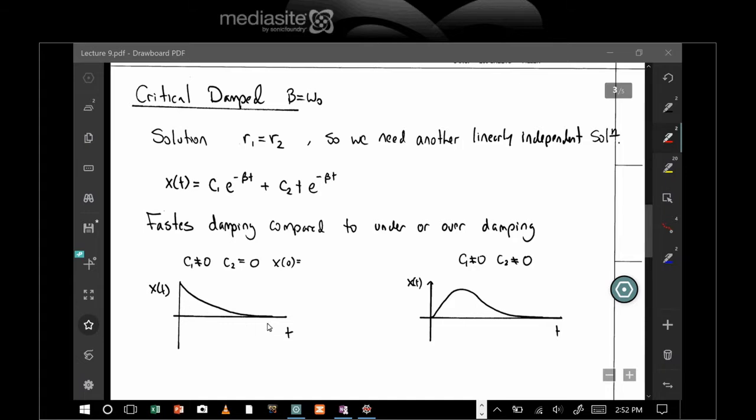And in fact, the behavior is not even oscillatory. For most cases, it's just going to come down. It's never going to cross the 0. It's not going to oscillate.